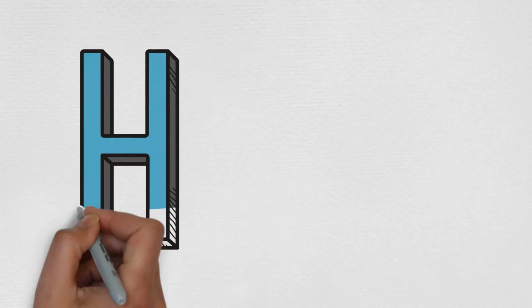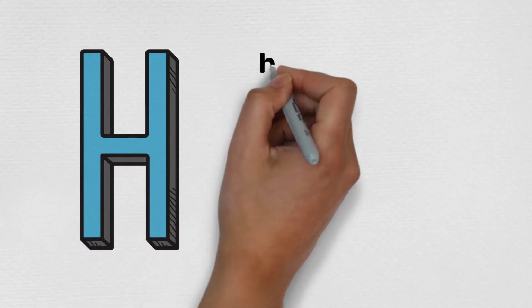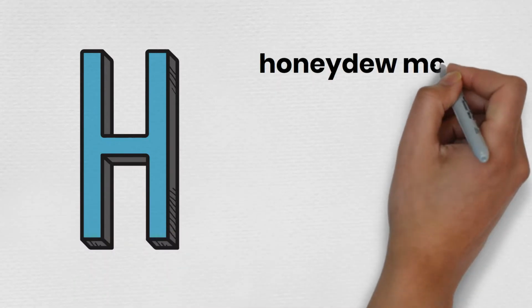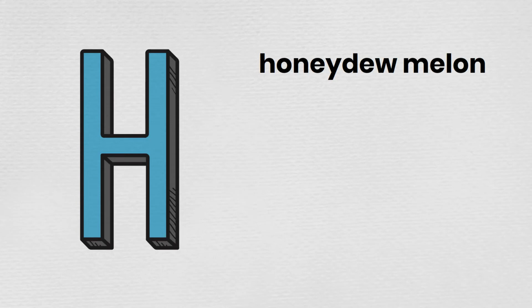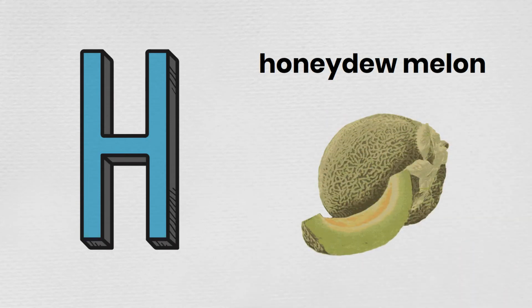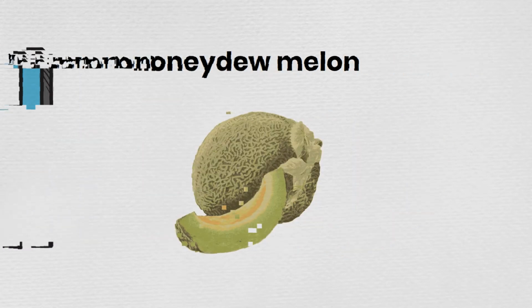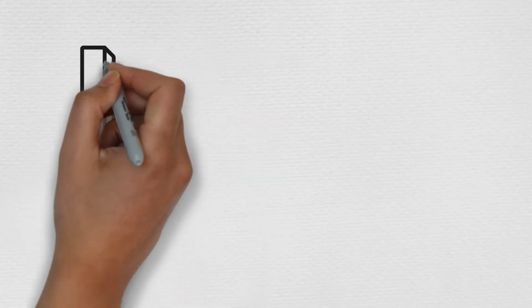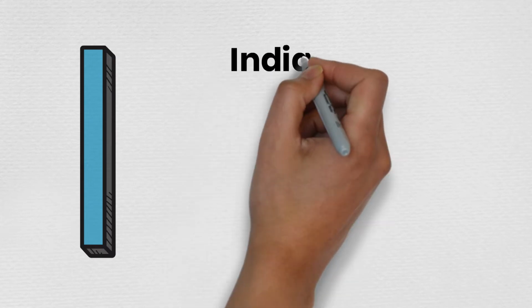H is for honeydew melon. I is for Indian mango.